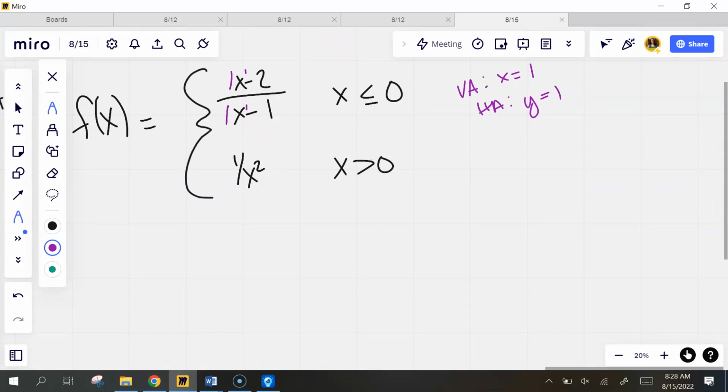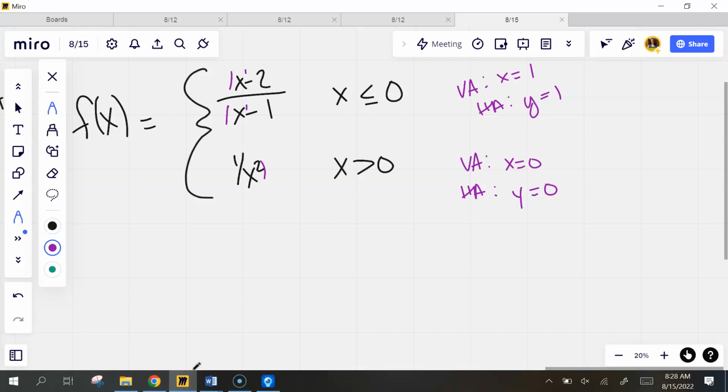All right. What about the second one? Any verticals? Where? Horizontals? Where? Bottom heavy, so it's 0. All right. Well, when the bottom equals 0. That's okay. Did we talk about slant asymptotes in pre-cal?